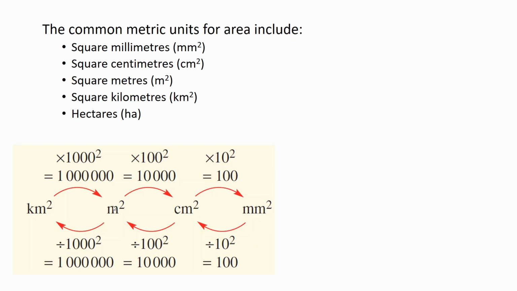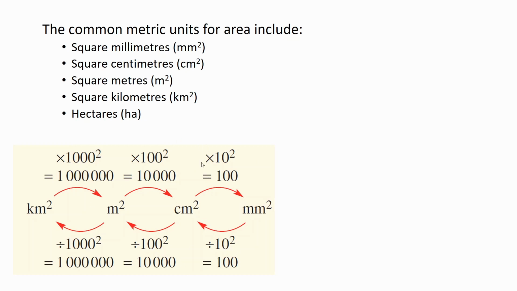So from kilometer squared to meter squared, we'll multiply by 1000 squared, or 1 million. From meter squared to centimeter squared, we'll multiply by 100 squared, or 10,000. And from centimeter squared to millimeters squared, we'll multiply by 10 squared, or 100. I really suggest you write that down, and if you want to go backwards, we just divide.